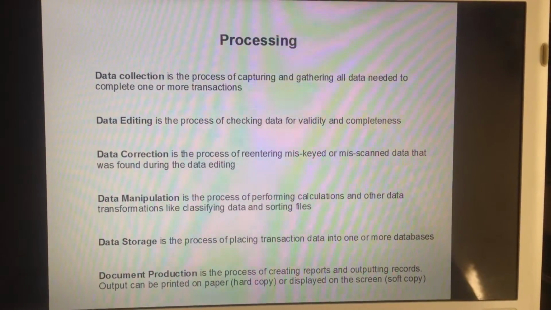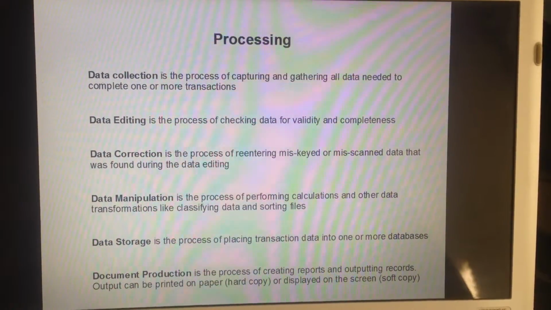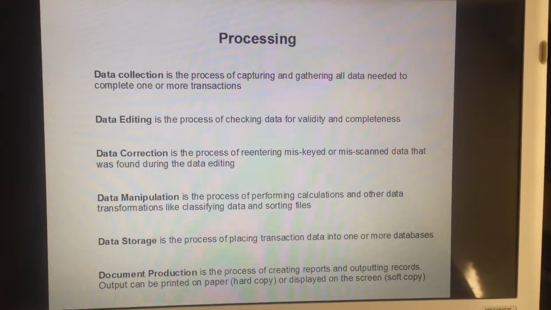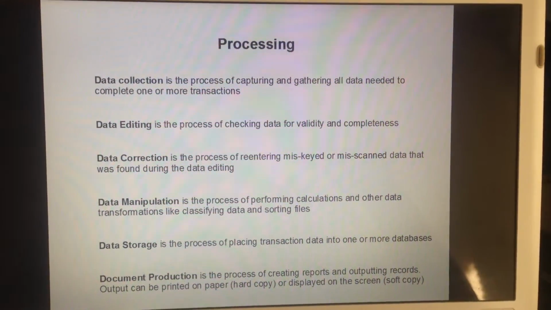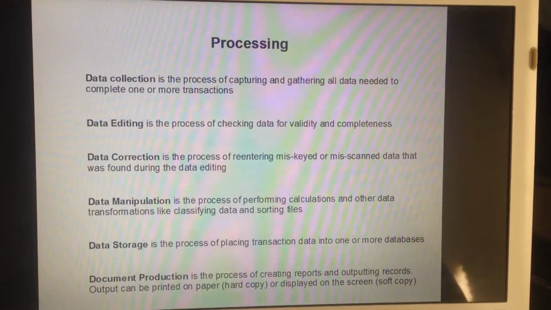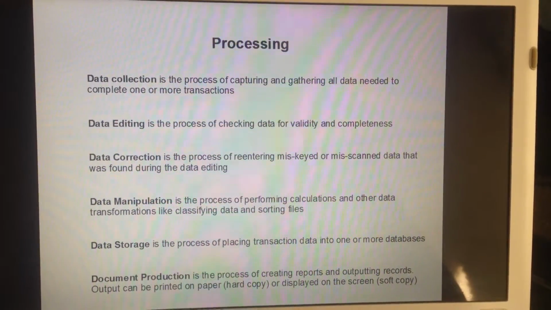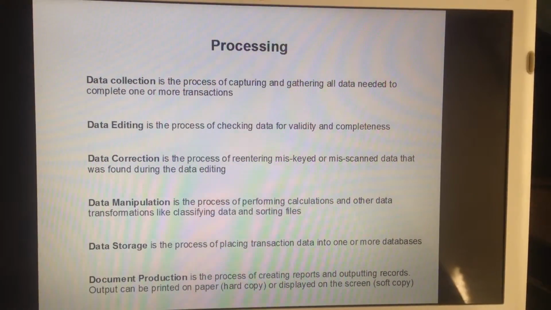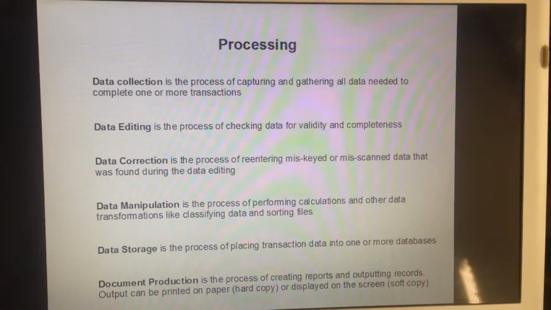Data storage. This basically means placing transaction data into one or more databases. And last, document production is the process of creating reports and outputting records. Output can be printed on paper or displayed on the screen.